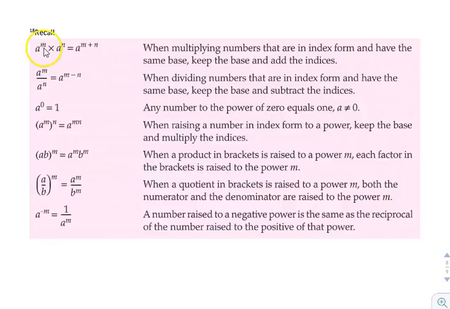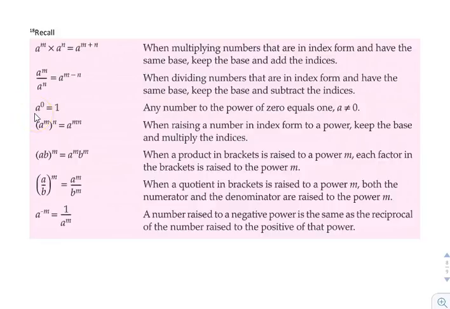So a to the power of m times a to the power of n is equal to a to the power of m plus n. Similarly, if we divide, instead of adding, we will subtract, so a to the power of m minus n.